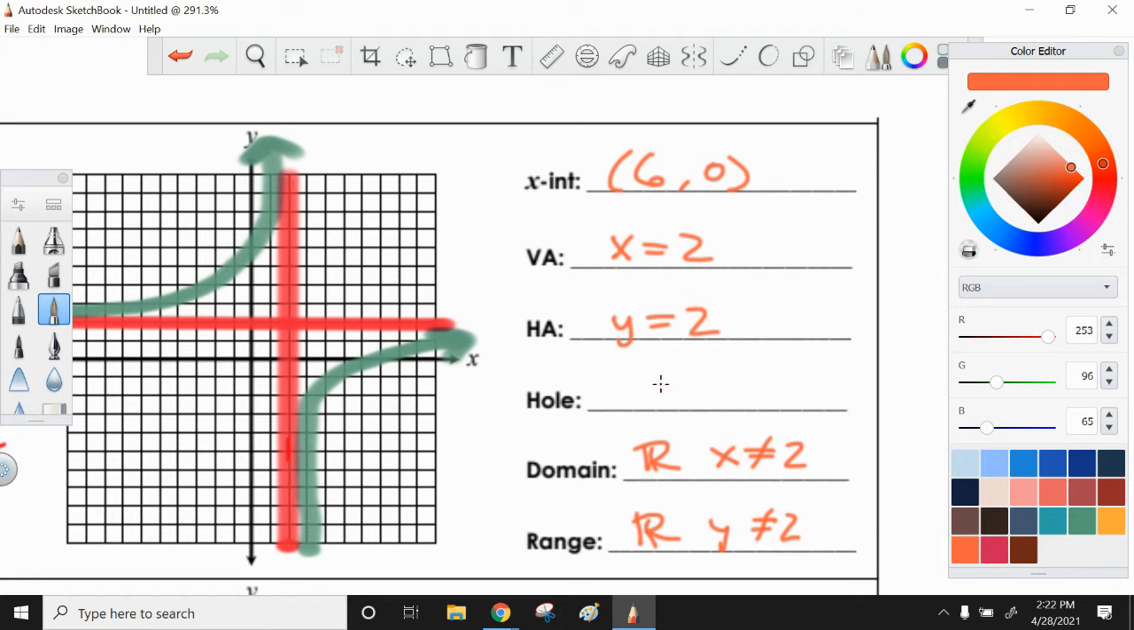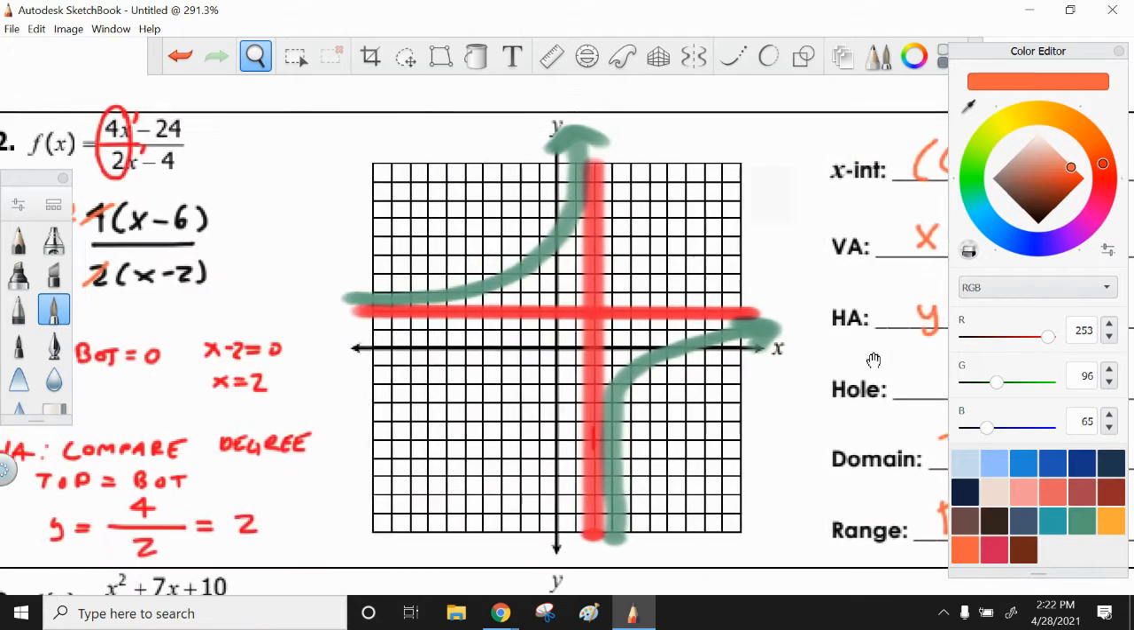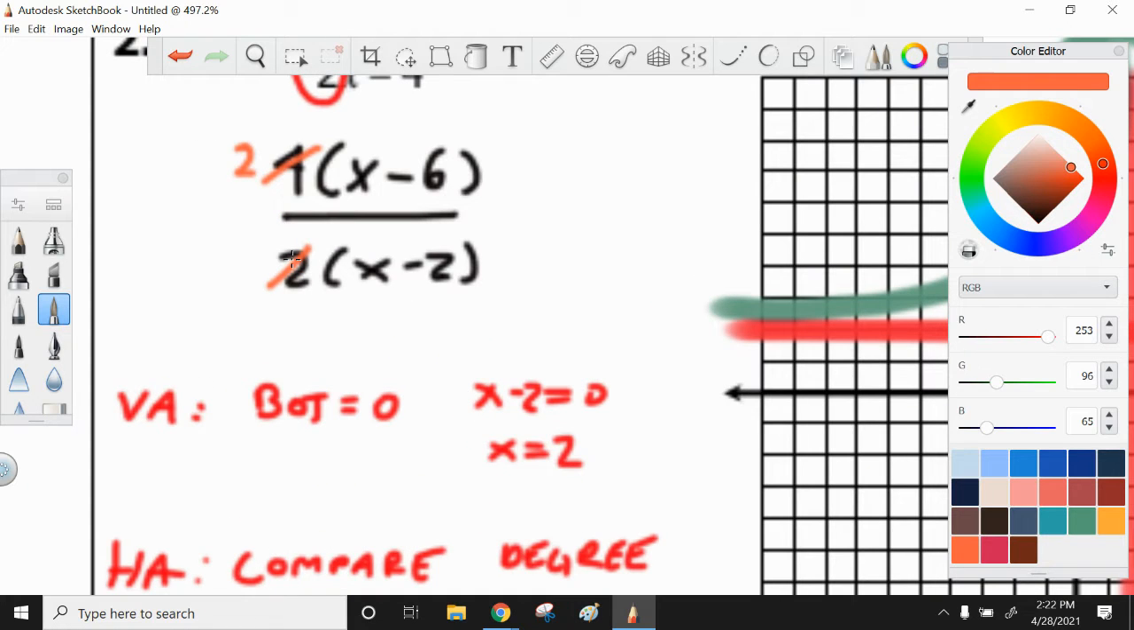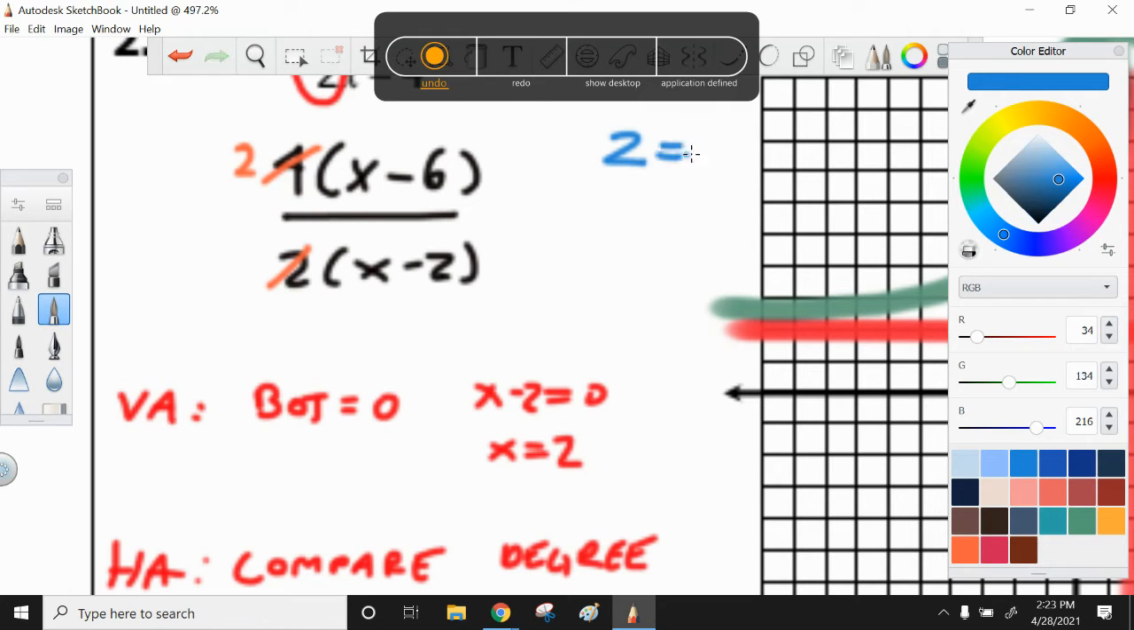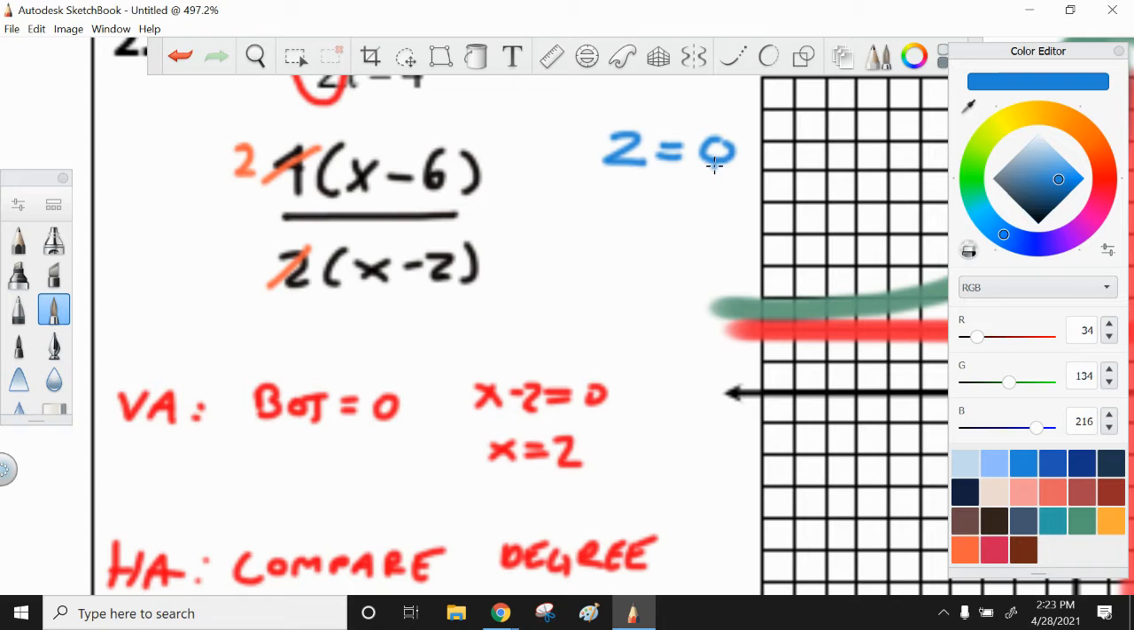My hole would be if anything crossed out. Now looking over here, I have crossed out my 2, my 4 and my 2 have been reduced, but these are not going to be things with an x. Okay, it's really only where x's are going to cancel out. And maybe I should have been more specific about that in class as well. But what I'm going to have is I crossed out a 2. 2 went away, and so when is 2 equal to 0? Because that's where my hole would be.